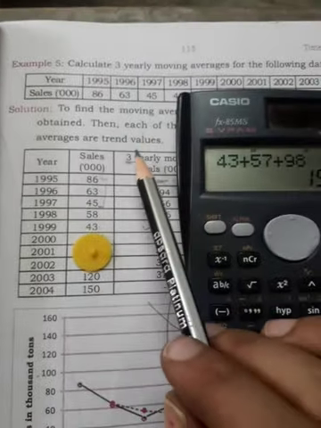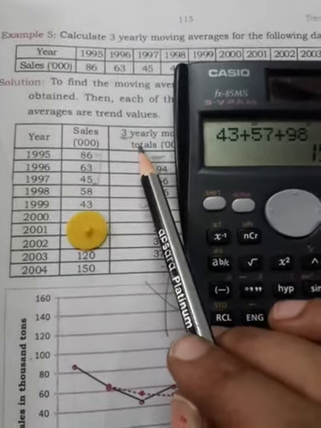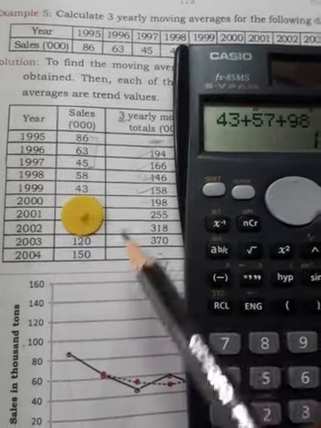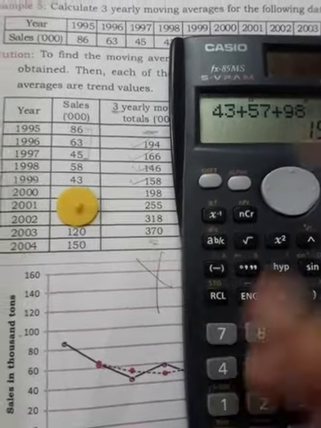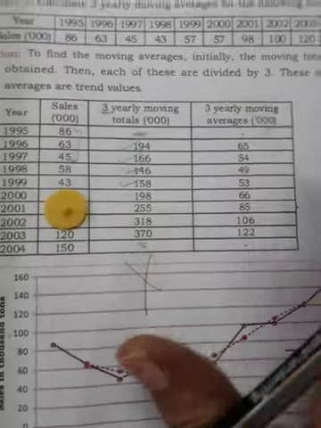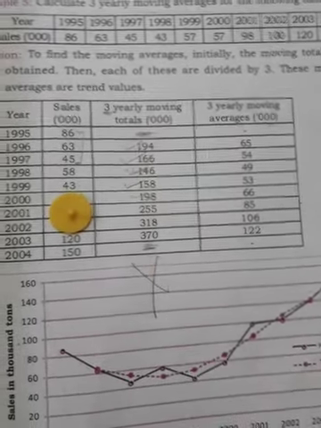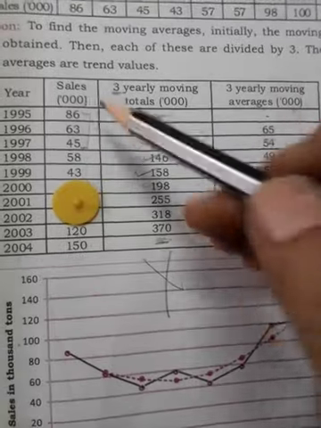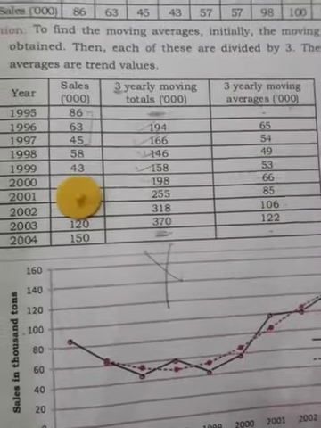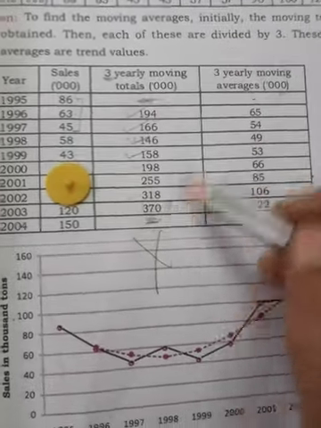Because it is 3 yearly moving averages, right? 3 yearly moving averages means we need to add three numbers. So for that reason the last column is also nil. So from this it is clear that in 3 yearly moving averages, the first row and last row will be nil, and we are supposed to add only three numbers at a time. Okay, is it clear? This column clear?